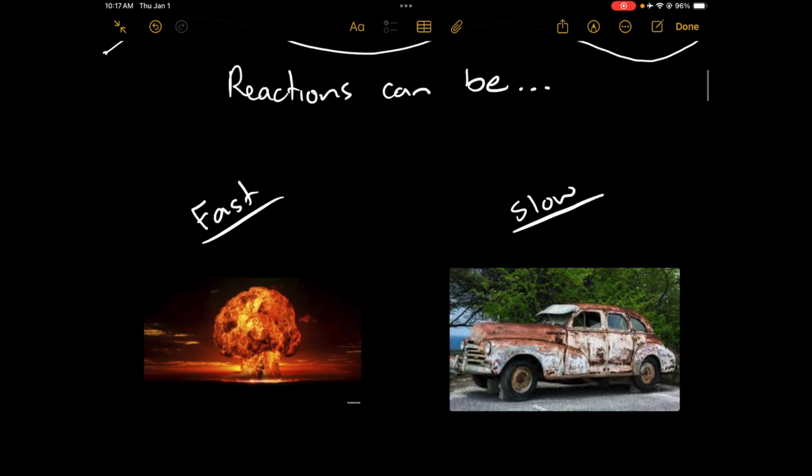Reactions can be fast, they can be slow, they can be mid-range. The best example of a fast reaction would be a bomb. Fire is a pretty quick reaction, even though fires can burn for a while. And slow reactions would be reactions that happen over a really long period of time, like, for instance, rusting. Rusting is more specifically known as oxidation, and that reaction takes a while to really happen.